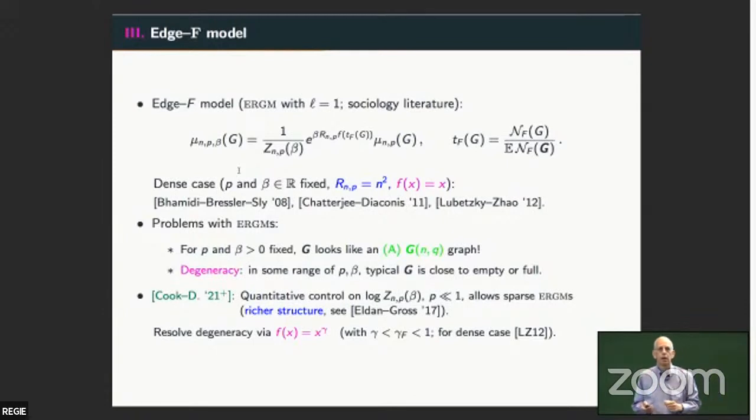Yes? No, I did not say it's always. I said it's always, but it's wrong. I should say for many choices of p and beta. It's the same regime. And in the other regime, you don't know what it is.